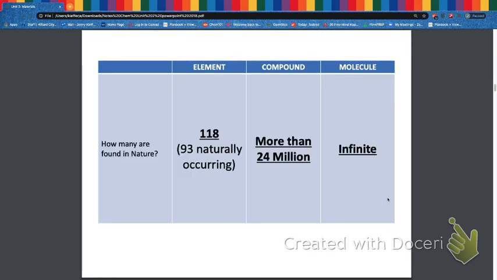So, in nature, there are 118 elements that we know about. The last, 116 through 118, we've just discovered recently. Okay, and we'll talk later about how we go about discovering new elements. Only 93 of our elements actually occur in nature. The other ones we have synthesized in a lab.